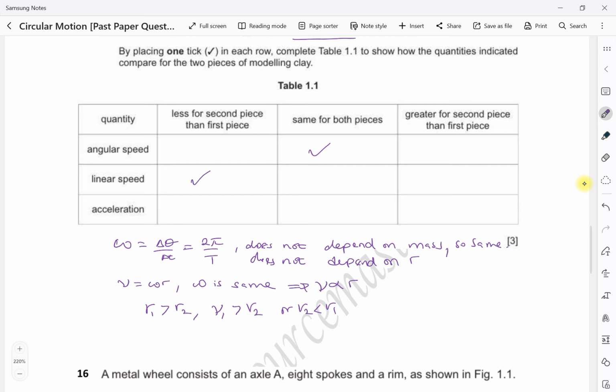Then acceleration. Acceleration equals v squared over r, which is the same as omega squared times r. Remember, omega is the same. Therefore, this implies that acceleration is directly proportional to r. And you notice that r2 was less than r1, which means that the acceleration for the second one is going to be less than the first acceleration, a1. So this is going to be less than the first piece.